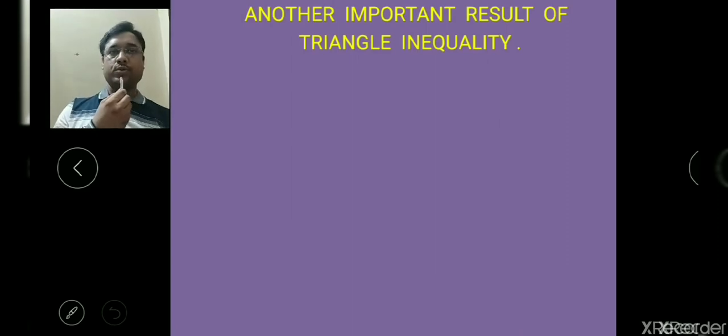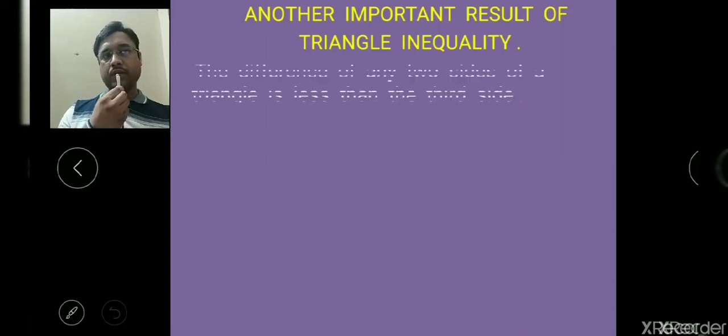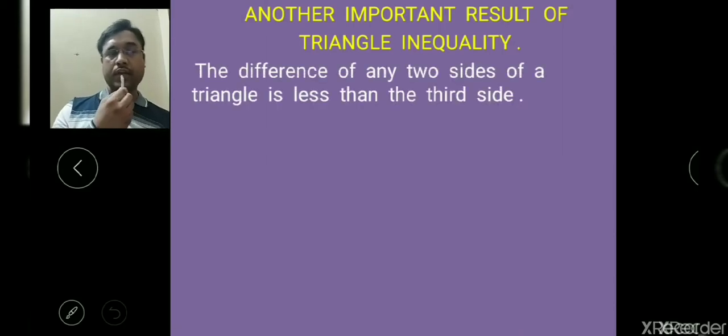First we have to study another important result of triangle inequality. One result I have shown in the previous video. In this you have to see another result of triangle inequality, that the difference of any two sides of a triangle is less than the third side. That we can understand from this diagram.